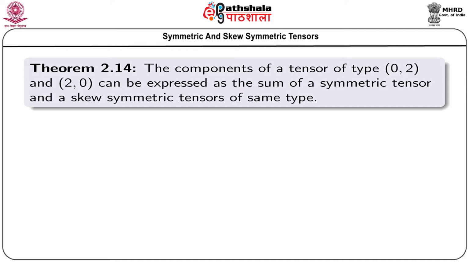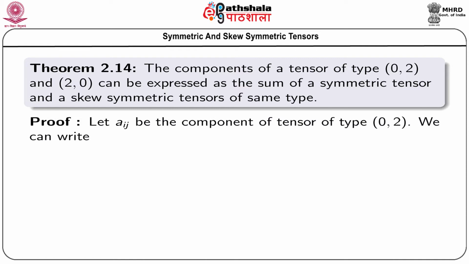Now, there is a theorem that the components of a tensor of type 02 and 20 can be expressed as the sum of a symmetric tensor and a skew symmetric tensor of same type. For proof, we give the outline. It is a very easy proof, and we have done it for matrices also. So, let Aij be the component of a tensor of type 02.